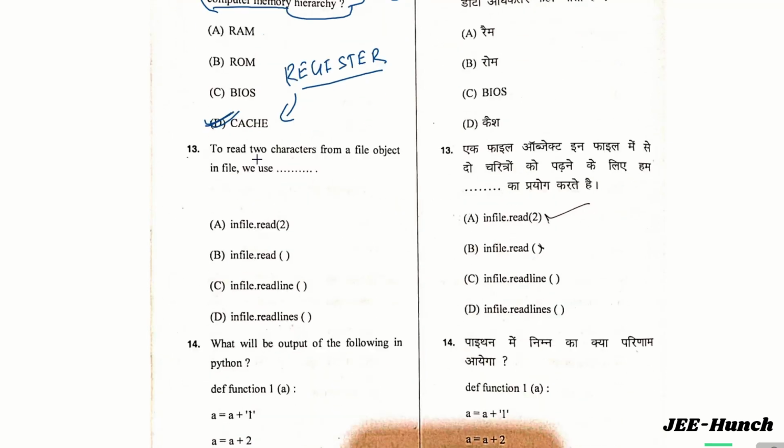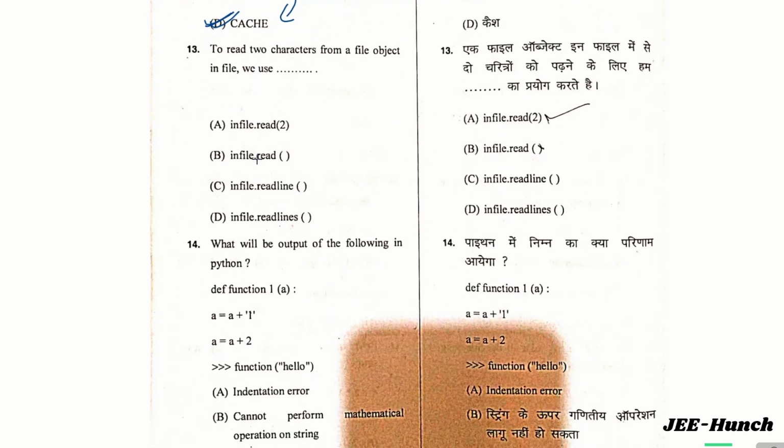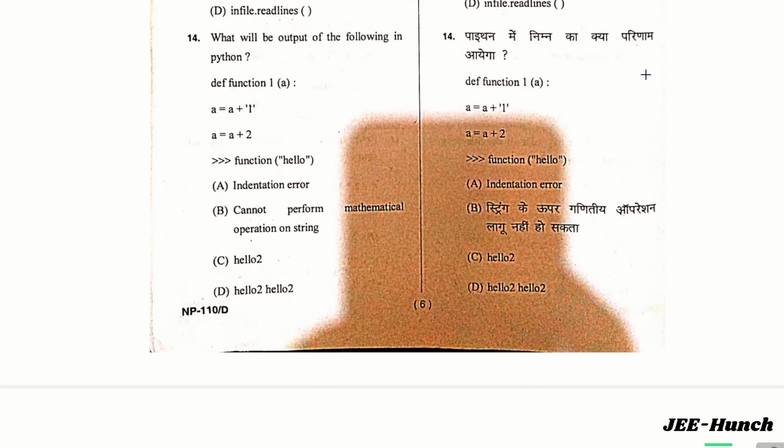Question number 13, to read two characters from a file object in file we use. The answer is option number A, in file read to. You can learn this. Question number 14, what will be the output of the following in Python? Here this is a function, def function 1a. This is our Python code 4. Here the answer is option number D, hello to hello to.